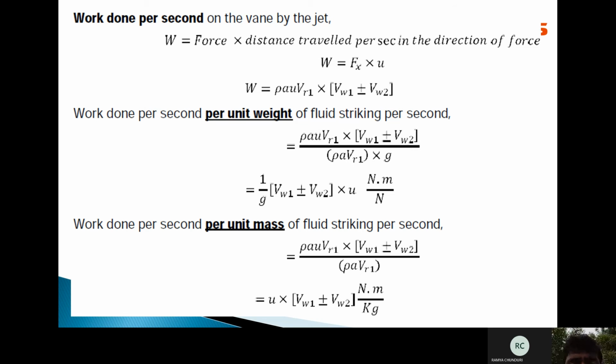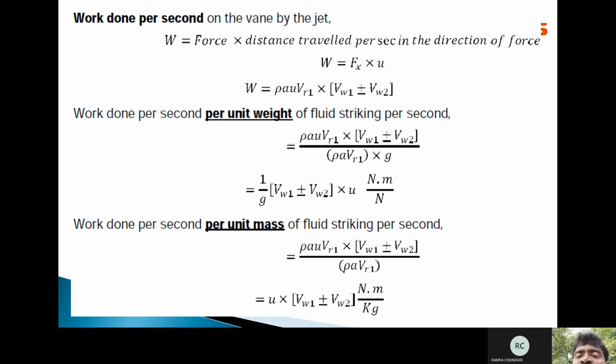Okay, per unit weight of the fluid striking per second, that is equal to rho a u vr1 into (vw1 plus or minus vw2) divided by rho a vr1 into g. Therefore, it is 1 by g into (vw1 plus or minus vw2) into u, Newton meter per Newton. Work done per second per unit mass of fluid striking per second is equal to rho a u vr1 into (vw1 plus or minus vw2) divided by rho a vr1.